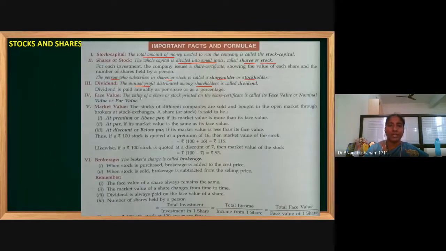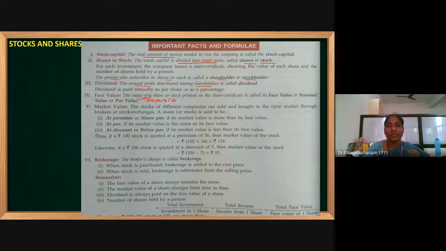Tomorrow the market value may increase or decrease for this 100 rupees. It may become 106 rupees or it may become 94 rupees, like that. There may be increase or decrease in the market value. So face value is my initial deposit. Initial deposit is called face value.